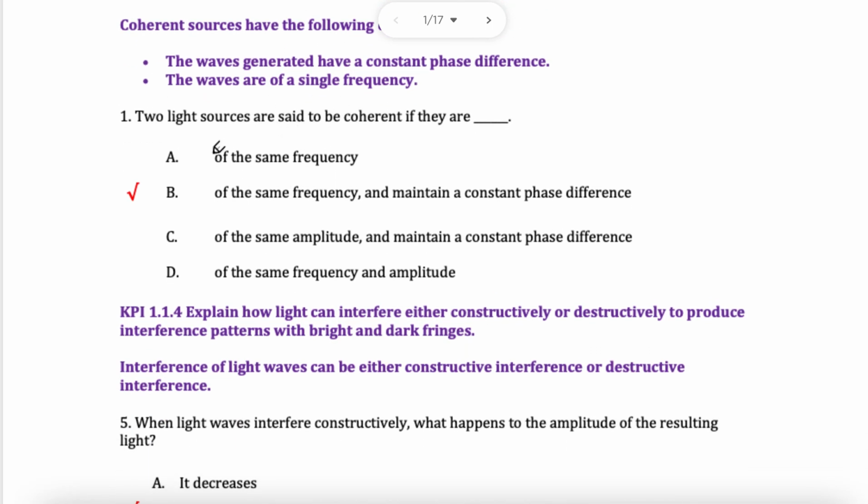As mentioned in my other video, light sources are coherent if they have the same frequency, same wavelength, same phase. Coherent just means that they are going together in a smooth operation, smoothly going along together, no changes being made. That is what we call coherent.